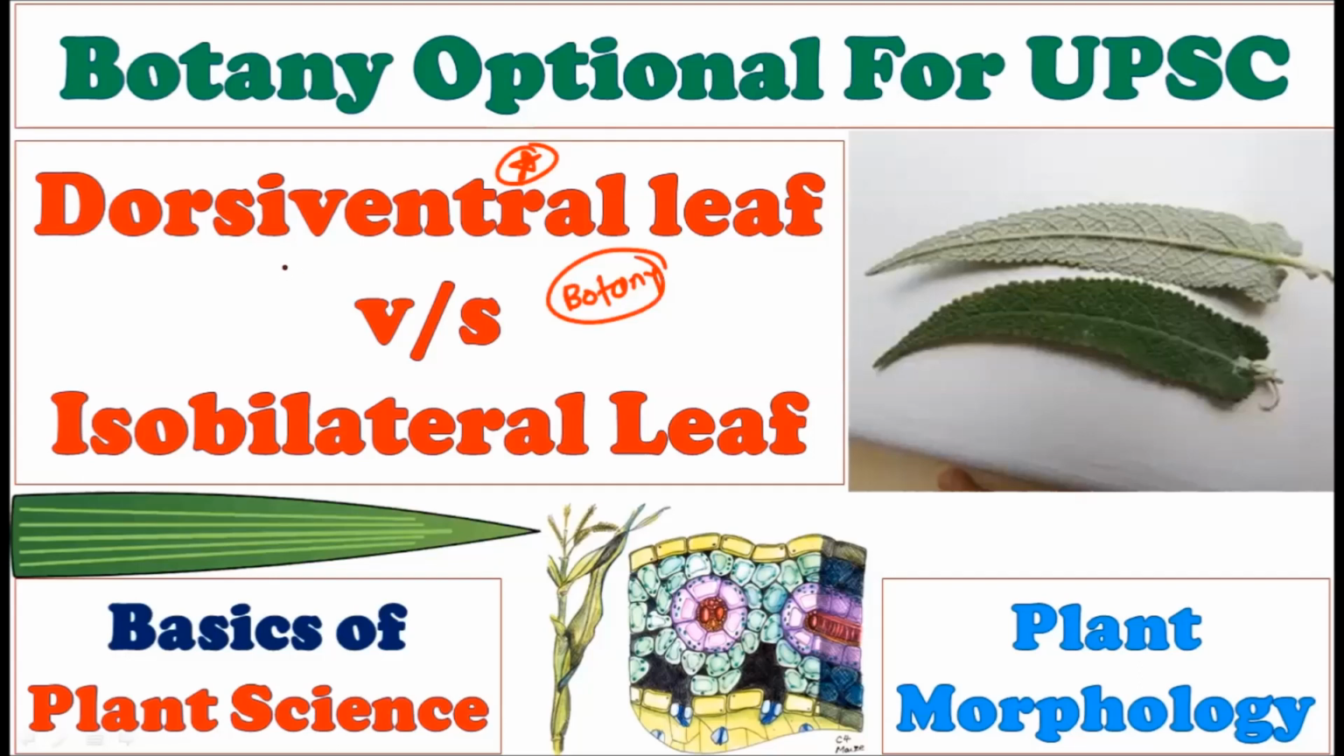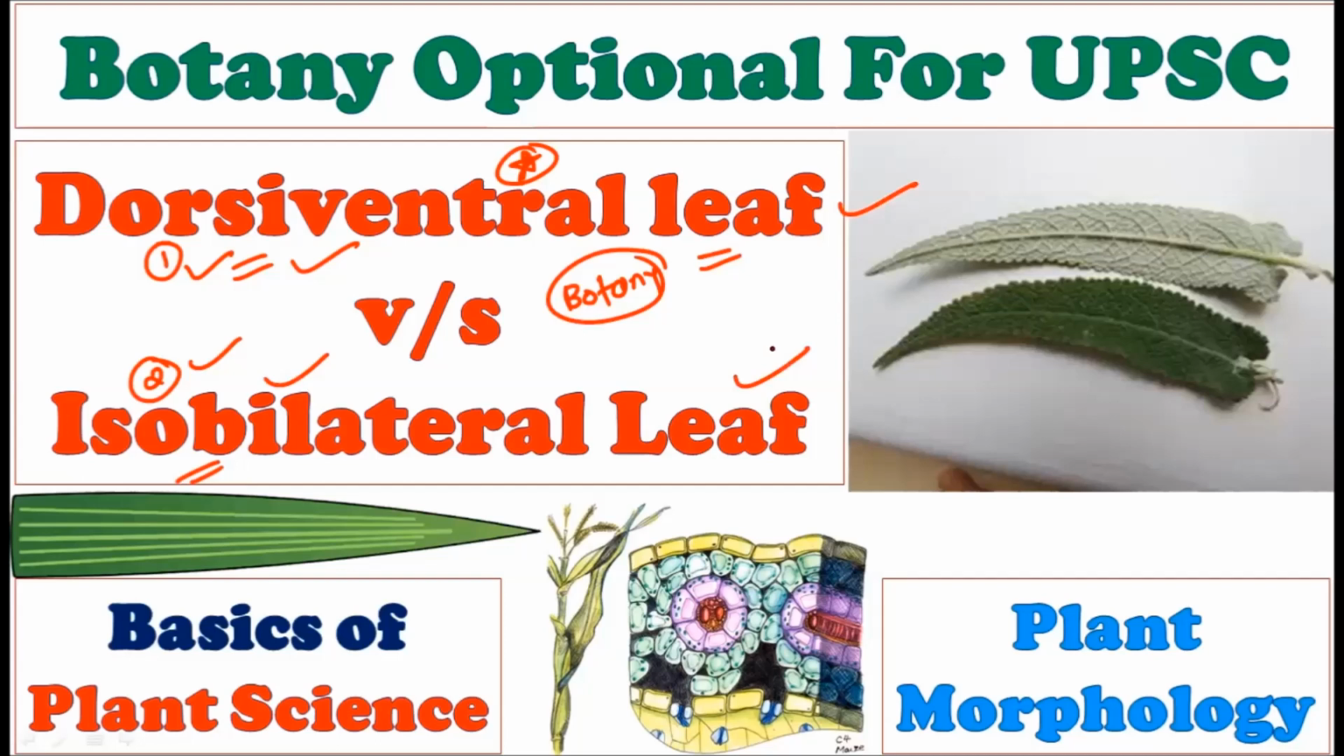Friends, in today's video lecture, we are going to discuss the two types of leaf which are called the dorsiventral leaf and the isobilateral leaf. As you know, both of these types of leaves often come up as terms across botany studies, because morphologically these two terms denote two different types of leaves. To understand these different types of leaf, we have to go through the differences between the dorsiventral leaf and the isobilateral leaf.